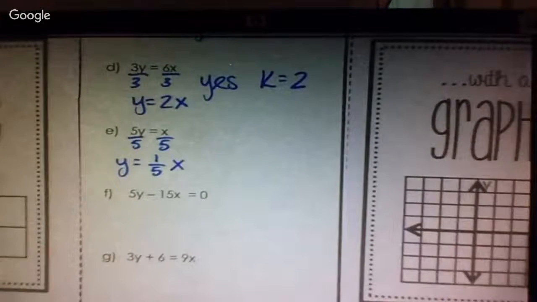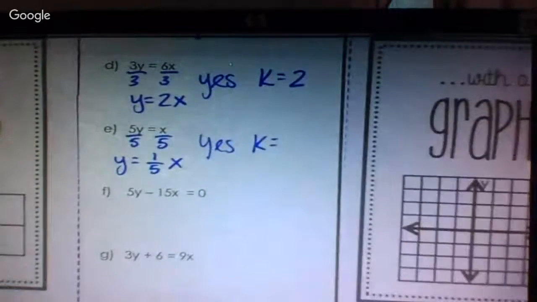No. I put yes. That should be a yes. You looking at the right letter? E. You get y equals 1/5 x when we solve for y. So there's nothing added or subtracted, and there's a number in front of x. Okay. So this means yes.